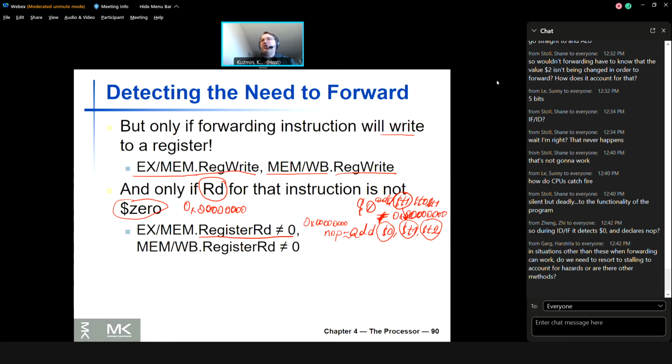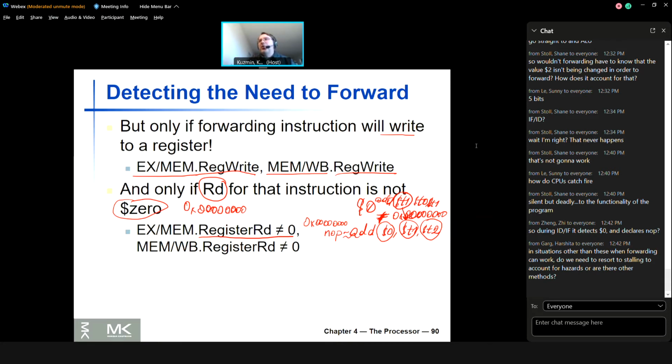In situations other than these, when forwarding can work, do we need to resort to stalling to account for hazards, or are there other methods? So if we cannot prevent stalls, then with forwarding we have to stall. Okay, so we already saw an example when forwarding is not enough. Recall this load use example.